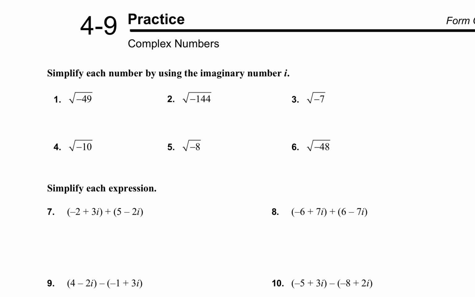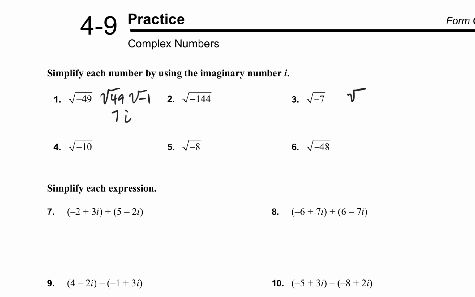Simplify each number using imaginary i. So the square root of 49 times the square root of -1 gives you the square root of -49. The square root of 49 is 7. The square root of -1 is i. So remember that the square root of -1 is equal to i.